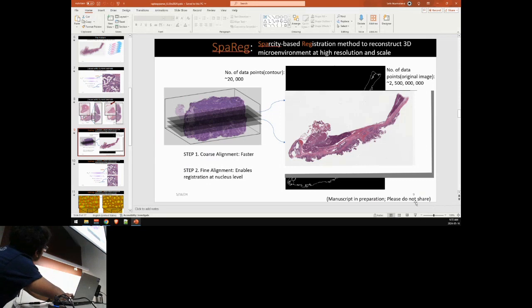So the typical workflow is we have serial sections, and each image, without any processing, is of the size of millions of pixels, but we calculate its contours, which reduces the number of data points to just tens of thousands, and then we align them at two levels. One is coarse alignment, which is pretty fast, and that is the scalable part. And next is the finer alignment, which helps us 3D reconstruct at a cellular level.